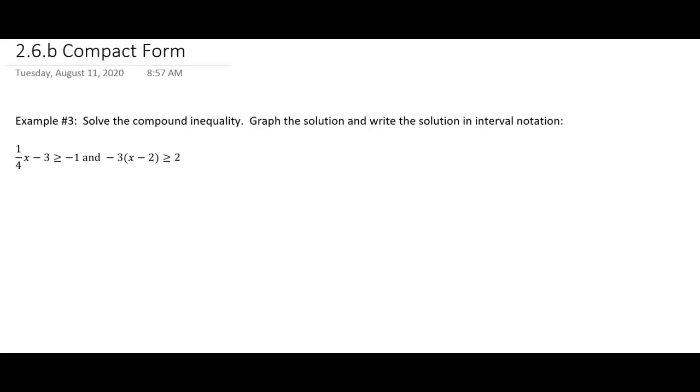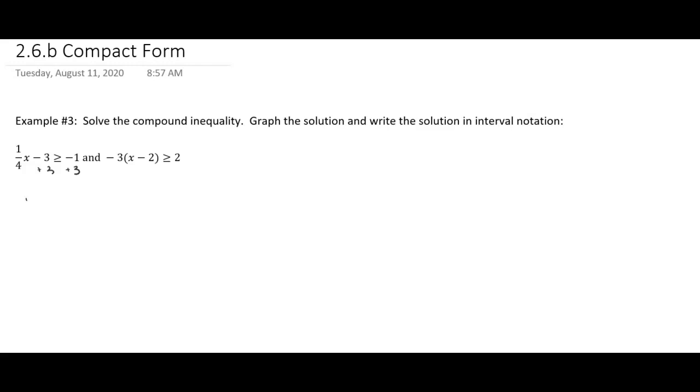So we have another example with two inequality statements, and they're joined with the word and. So it's a compound inequality. It's like the other ones, but hopefully we'll get to practice a few more things here. Okay, so in the first statement, I'm going to add 3 to both sides.